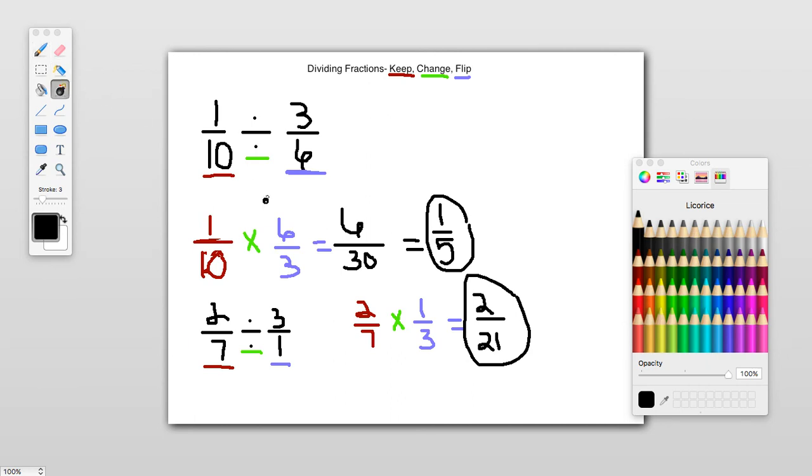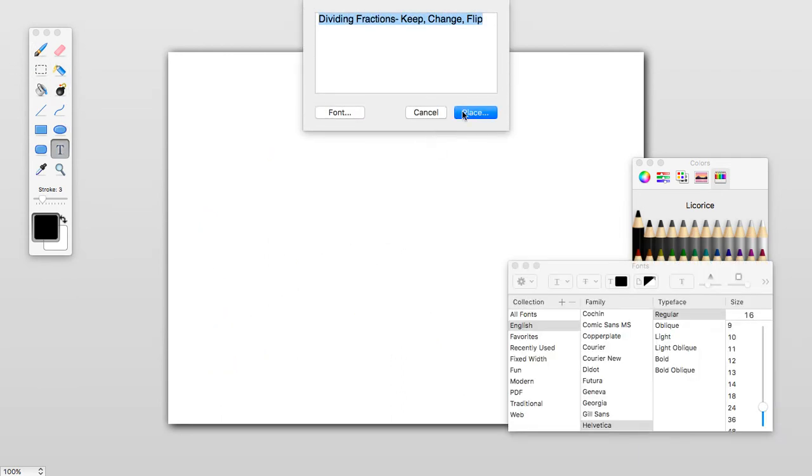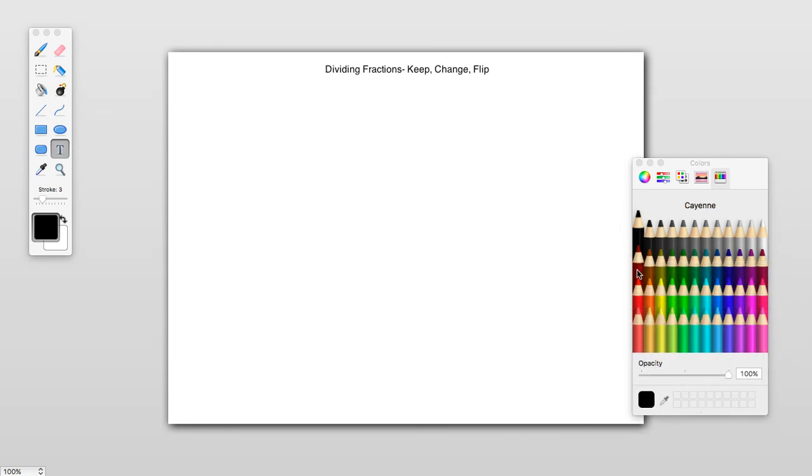I'm going to do one more, and it's going to be a whole number divided by a fraction. We'll put this back at the top so everyone can see it. We have keep, change, and flip. So we'll start. Our whole number is going to be a 4. But like I said, I'll put it over 1 because whole numbers always have to go over 1. Divided by 3/4.